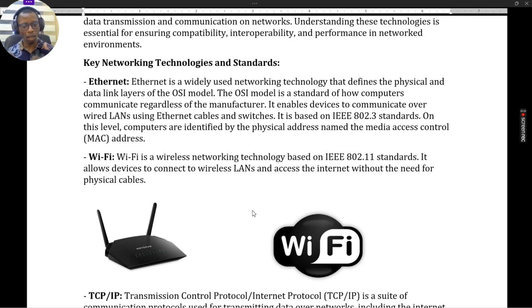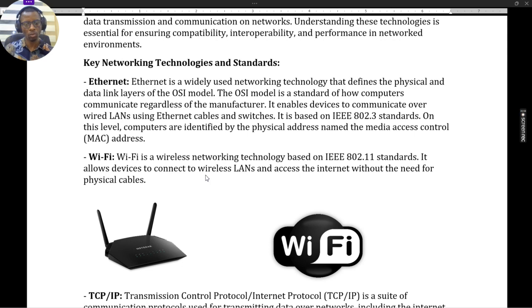Now, when it comes to Wi-Fi, I think we all know what it is. It's different from Ethernet because it works on a different standard. We have the IEEE 802.11, the standard that governs wireless communication that falls under the category of Wi-Fi. We have different types of it, but they are all variants within the same standard.